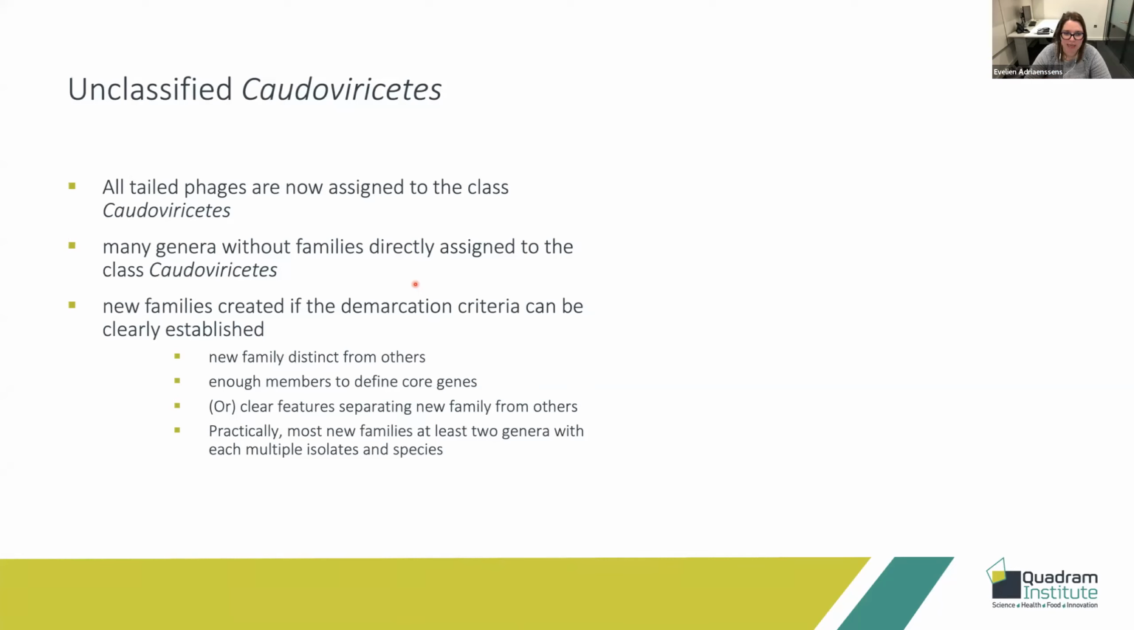So last year, there was a family called Naomviridae that was created with only two members, but these two members had so many features that were distinct from others that it was clear that we could create a new family for just two phages. But practically, most new families will need at least two genera that each have multiple isolates and species to make it clear what the criteria are.